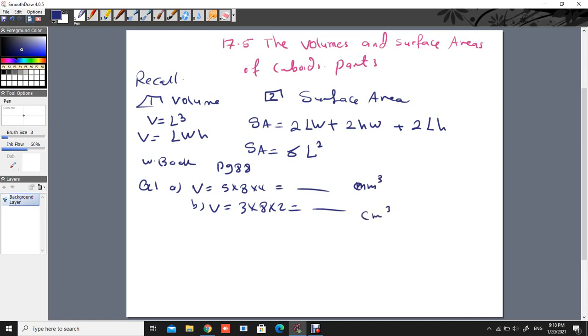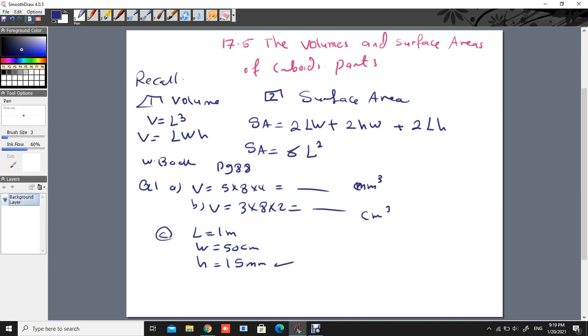Now for C you have to know that here we have a cuboid. Here the length is 1 meter, the width is 50 centimeter, and the height is 15 millimeter. Look, here we have different units. We can't work on meter, centimeter, millimeter. So you have to change all of these things to millimeter.